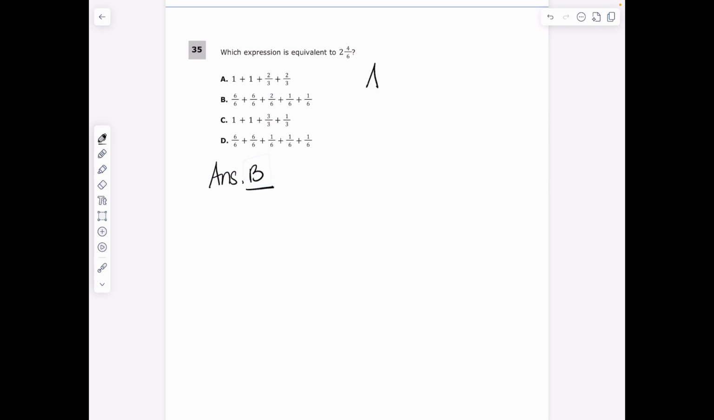So for A, I have 1 plus 1 plus 2/3 plus 2/3. And so I have 2 and 4/3. Nope, I need 2 and 4/6, so that doesn't match 2 and 4/3. So I'll go to B.